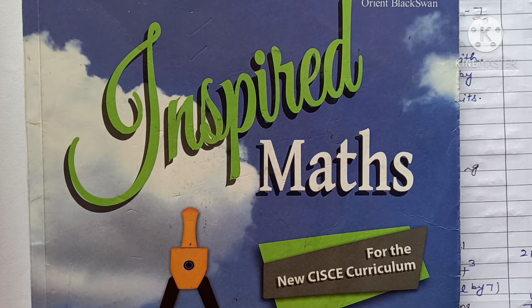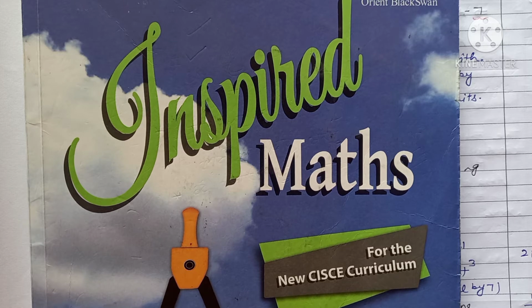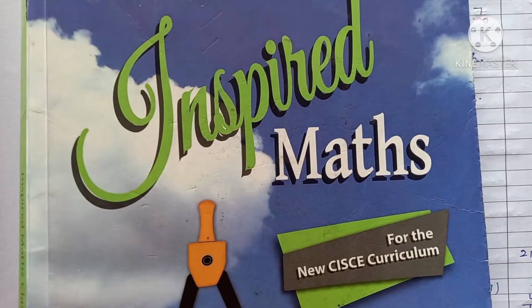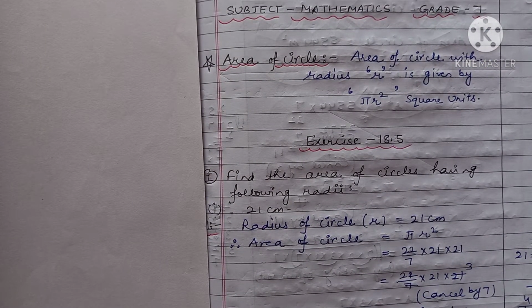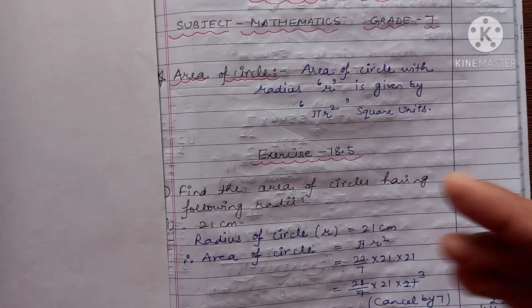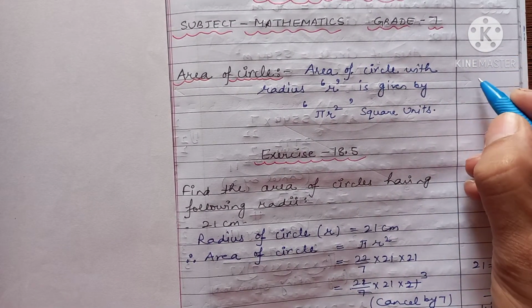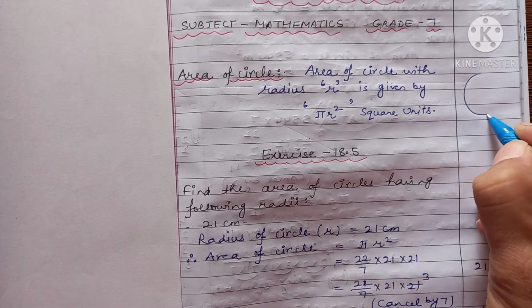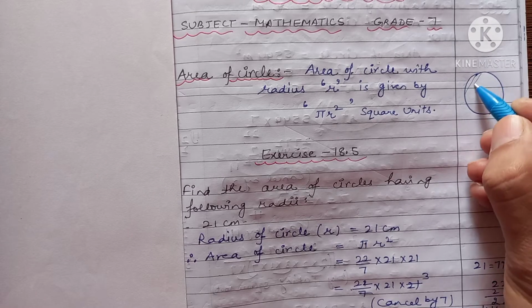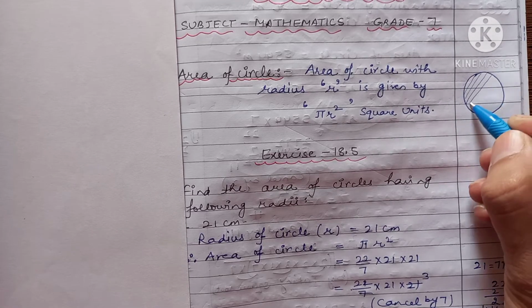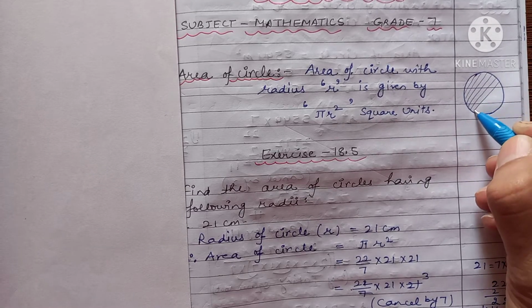Students, today we continue with chapter number 18, area and perimeters. And today we will take the topic area of a circle. So area of a circle, as we already know, area means the region enclosed by a boundary. Suppose we have a boundary in the shape of a circle. So here is a circle. The region enclosed in this circular boundary is called the area of the circle.